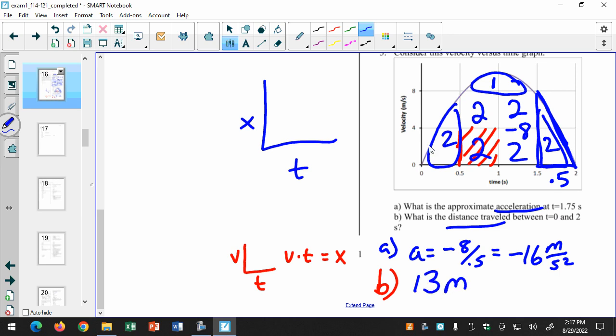There's a bit of an estimation going on there, so I'd probably accept anywhere from 11 up to 15. Show me your work as you go through this. If you just write down a number and it's like 9, no credit at all. But if you show me your work and I see that you're finding the area and you write down 10, I'll probably give you full credit for that.